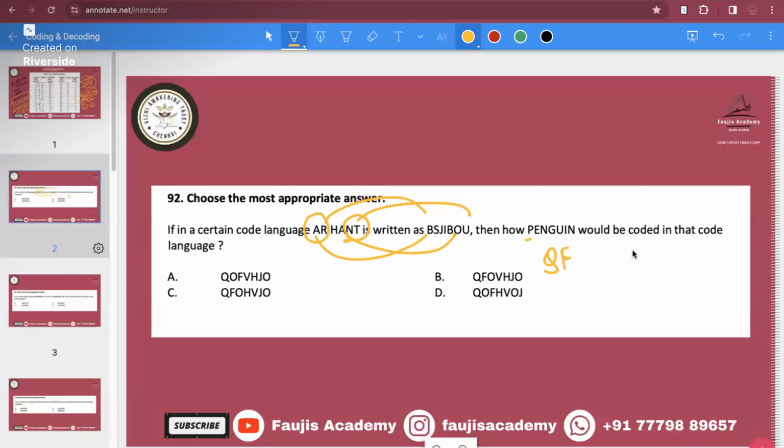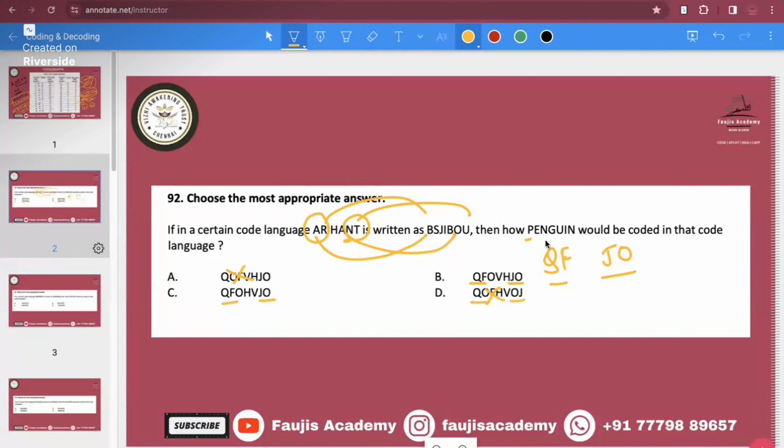MNOPQEF. Last two, MNOIJ. Do we have something like that? QFJO. QFJO. Okay, QFJO. There is nothing like that. This is all gone.